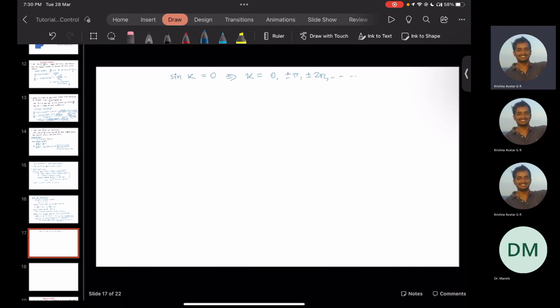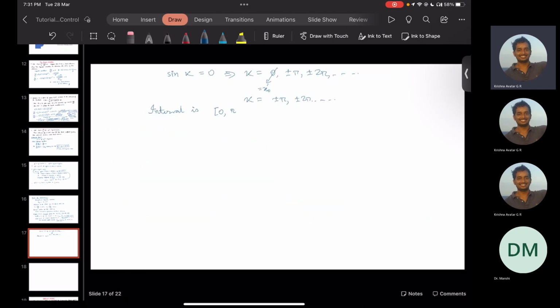Okay. Now, what we notice here is that kappa is equal to 0 is not permissible because x naught is equal to 0. So beyond this, the admissible kappas are plus minus pi, plus minus 2 pi, and likewise. Now, let's take a clear look at our interval. Our interval is 0 to pi by 4, right? And you clearly see that no kappa lies in this interval.